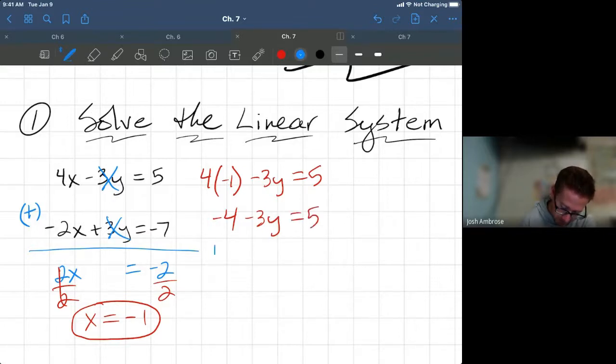And let's go through our steps. We have to add 4, -3y equals 9, y equals -3.